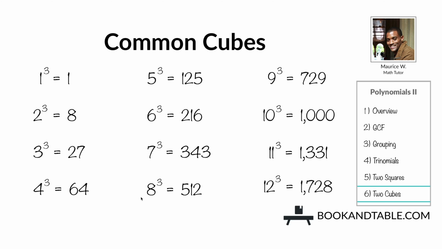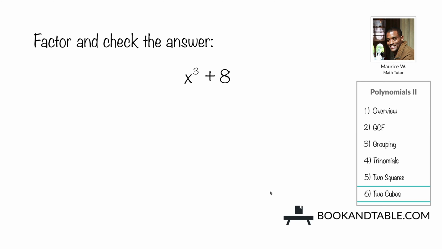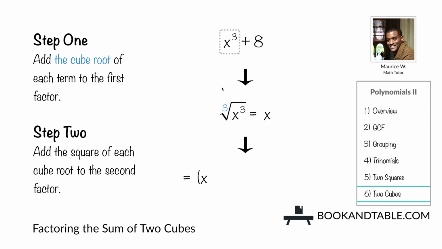Now these are all the positive cubes. If you have negative, the final cube will be negative as well, since you're multiplying the factor 3 times. A negative times a negative is positive, but when you multiply it times a third negative, the final product is negative. So let's now take a look at an example. Let's say you were asked to factor and check the answer for x cubed plus 8. How we go about factoring the sum of two cubes.